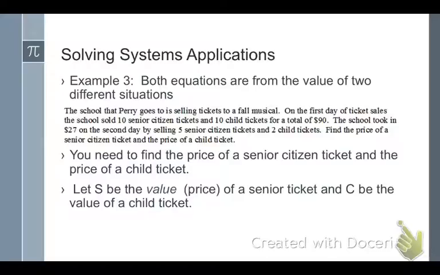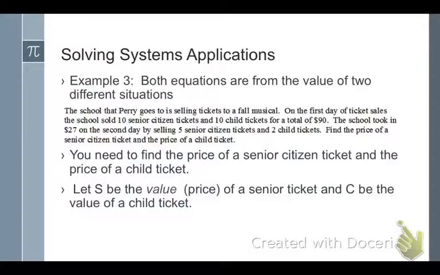So the school that Perry goes to is selling tickets to a fall musical. On the first day of ticket sales, the school sold 10 senior citizen tickets and 10 child tickets for a total of $90. The school took in $27 on the second day by selling 5 senior citizen tickets and 2 child tickets. Doesn't sound like, well, maybe they're leaving out the adult tickets, but it doesn't sound like a very popular musical. Anyway, find the price of a senior ticket and find the price of a child ticket. What's different here than the last problem is we're trying to find the number of each type of ticket sold. Now we're trying to find the price.